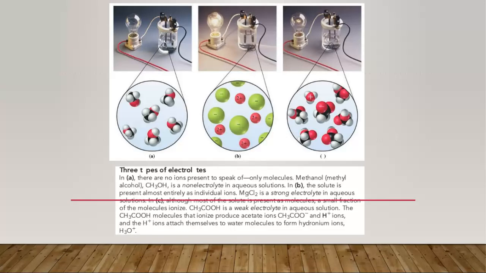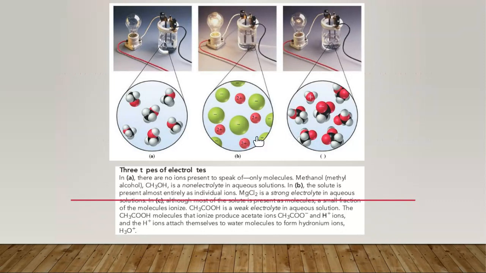This is 3 types of electrolytes. Here the lamp fails to light up, and I think this is the methanol one. And methanol, check here. This is 4 hydrogen, the white balls, and the black is the carbon atom, and the red ball is the oxygen. There is no ion in this methanol solution, so the lamp fails to light up.